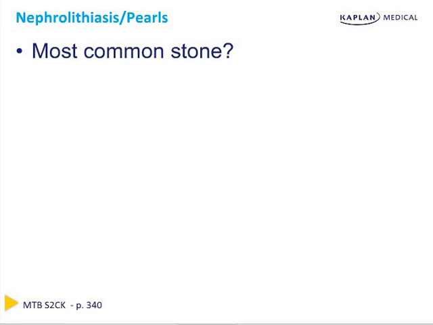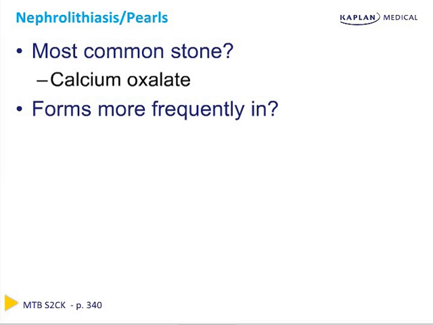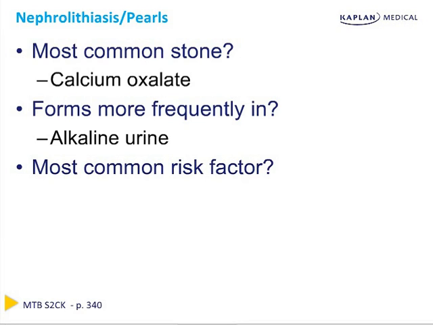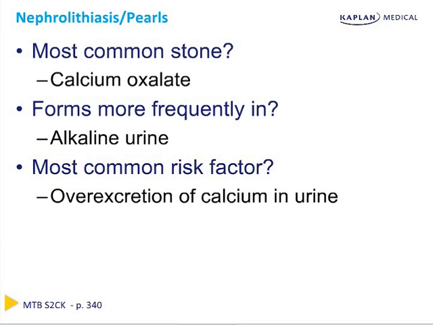nephrolithiasis. The most common stone? Calcium oxalate, all the way. Next, what are the conditions in which calcium oxalate stones will form more frequently? The correct answer here is alkaline urine. Last, what's the most common risk factor for the formation of calcium oxalate kidney stones? The correct answer, overexcretion of calcium in the urine.